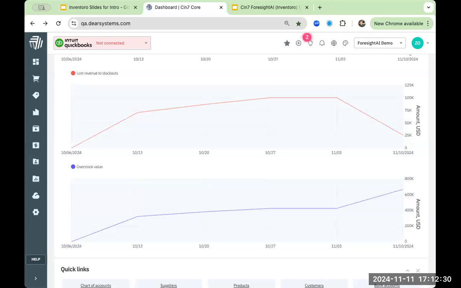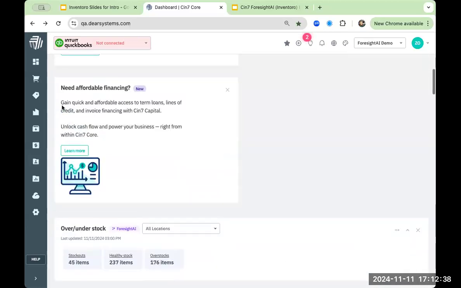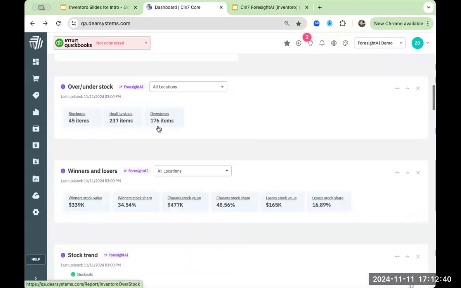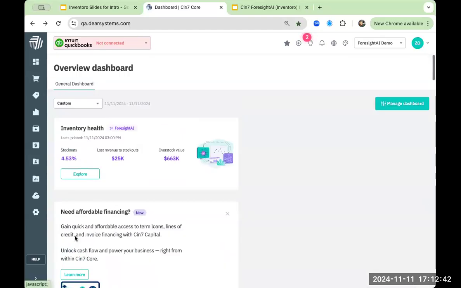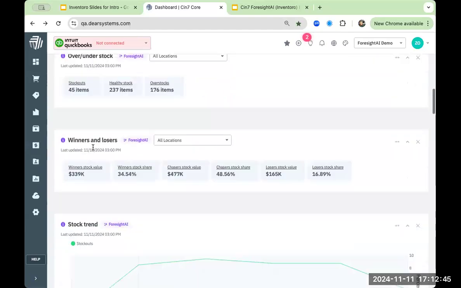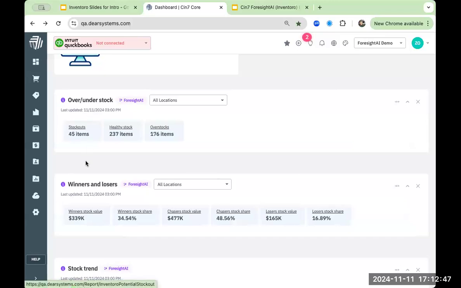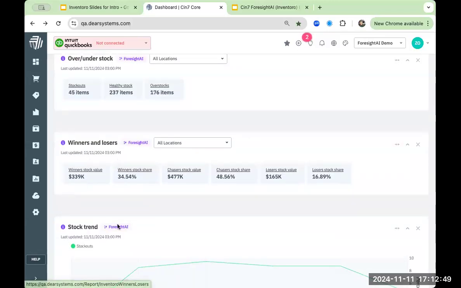Let's see. We're ready for another poll. And this poll is going to be a little bit more of a summary kind of poll about all the wonderful things that we've already been over. So far, which feature seems most useful to you? We have our inventory health, we have our over and under stock, we have our winners and our losers, and then we have our stock trend graph. So just a couple.